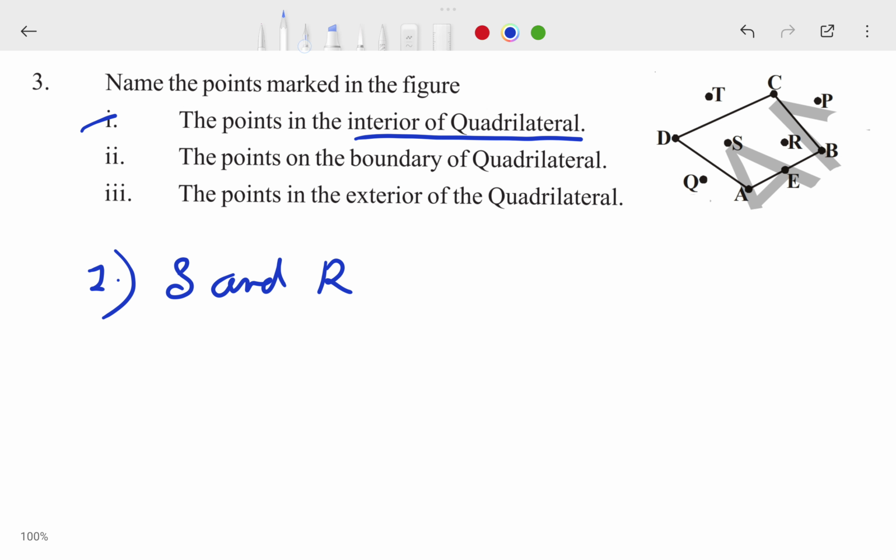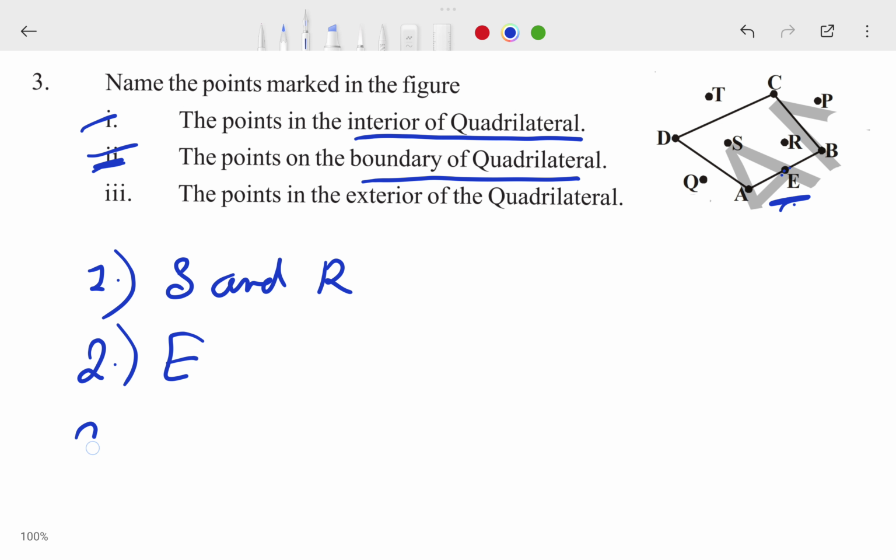Now let's talk about the second question. The second question asks for the points on the boundary of the quadrilateral. In this quadrilateral, which points are on the boundary? Here, if you see, E is on the boundary. So we will write that E is on the boundary. The second answer is E.